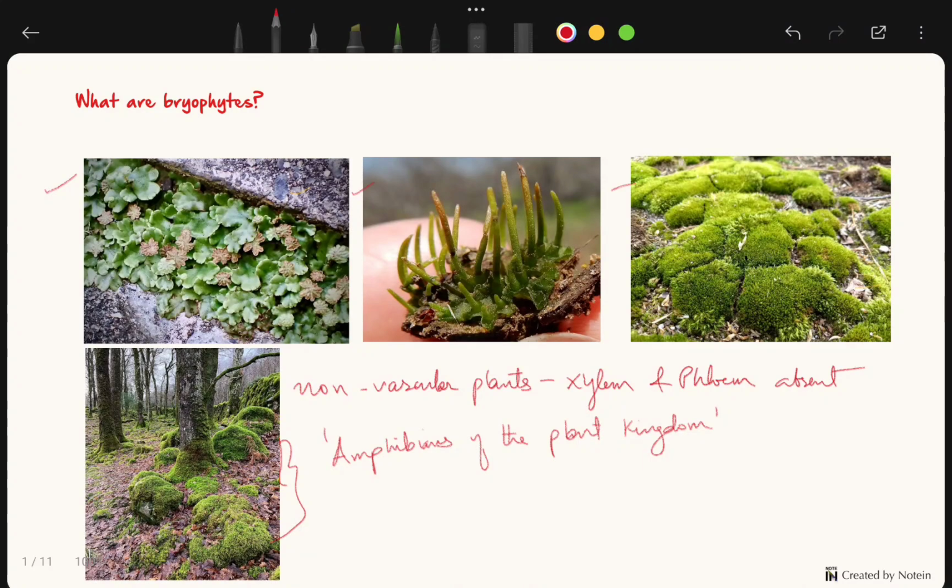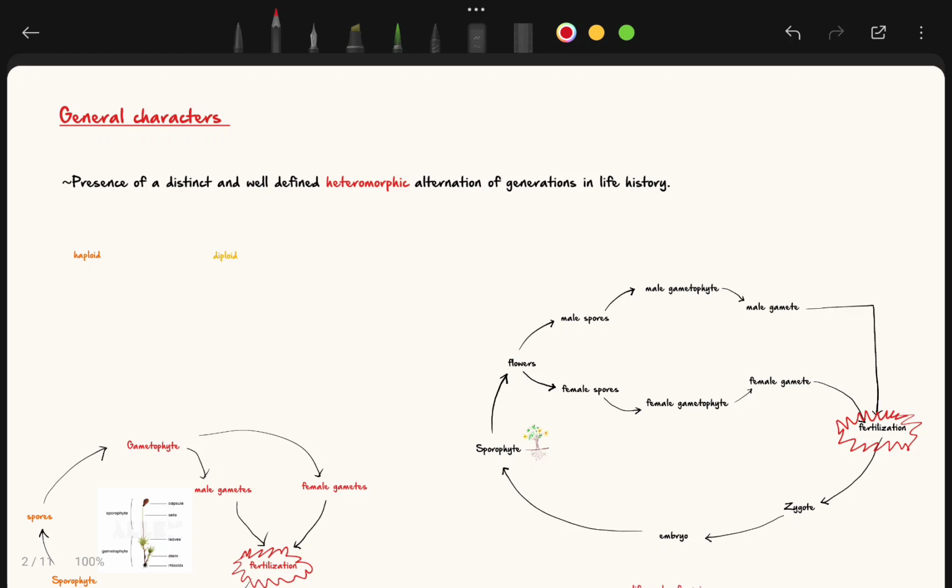And as you can see, they are divided into three groups. The first one is known as liverworts. The second one is known as hornwort, and the last one is known as mosses. We will discuss them in the next video. We'll see how they are classified into liverworts, hornworts, and mosses. Now let's study the general characters of bryophytes.